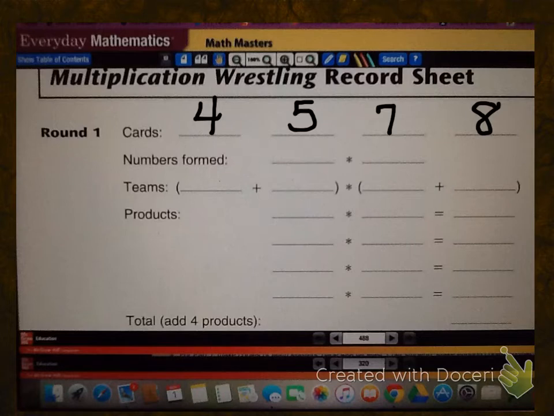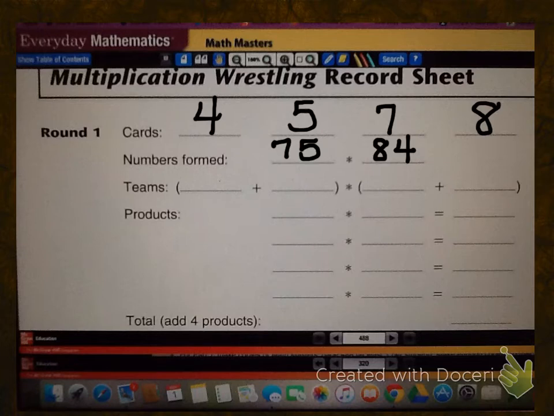And now I'm going to take a look at those numbers, and I need to form 2 2-digit numbers. And I want to form the largest 2-digit numbers that I can, because the object of the game is to try to end up with the largest product. So I'm going to form 75 and 84. So my problem is 75 times 84.